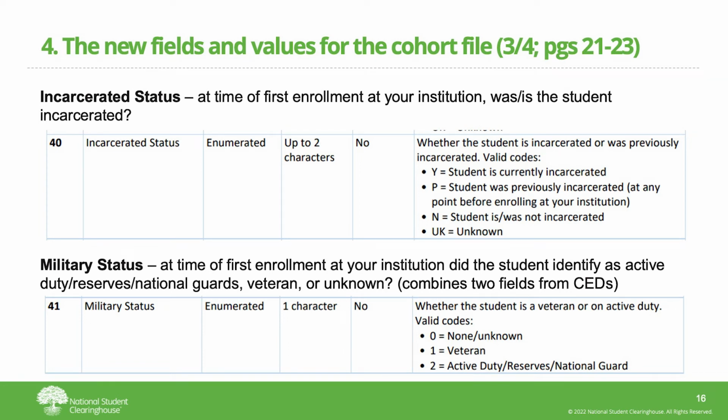The next one is incarcerated status. Again, at time of first enrollment at your institution, was or is the student incarcerated? So again, enumerated, so Y, P, N, and UK are the only values that can be accepted for this field. We also have added military status, the same idea that at time of first enrollment at your institution, did the student identify as active duty, reserves, National Guard, veteran, or unknown?